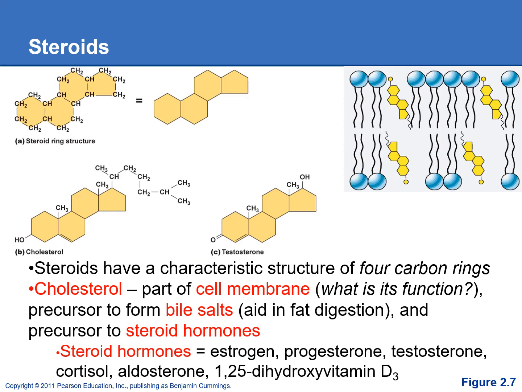Okay, and then our last lipid are steroids. So steroids have a very recognizable structure. They're kind of shaped like a plate, and they have these 4 carbon rings that are all joined together. And cholesterol is part of the cell membrane, so it's inserted into our cell membrane there. And if you remember its function in our cell membrane, it's there to help maintain the correct fluidity of the cell membrane.